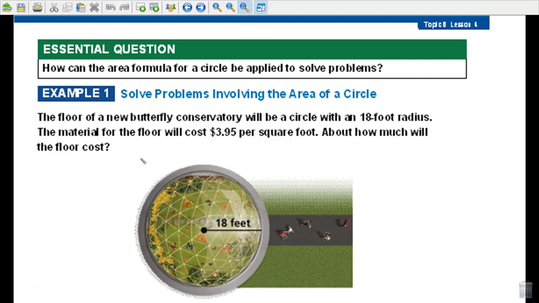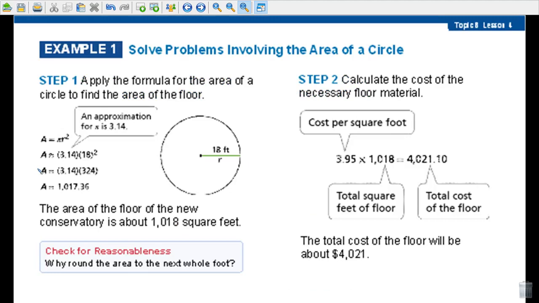Okay, so we have to find the area, and then once we find the area, we multiply it by the cost per square foot. So the area for a circle is A equals pi r squared. If you were with us for the last lesson, you would know that pi is either 22 over 7 or pi is 3.14. Okay, so let's move on to the next slide, same page.